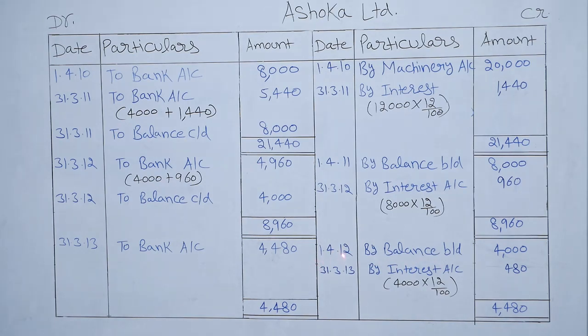On 1st April 2012, by balance brought down rupees 4,000, and now we will charge interest on 4,000 rupees. Why 4,000 rupees? Because out of 12,000 rupees, we have paid 4,000 in the first installment, then another 4,000 in the second installment. Now remaining is 4,000. So 4,000 into 12% is equal to 480 as the interest. So whole amount we will pay through bank. So 31st March 2013 to bank account 4,480 rupees.